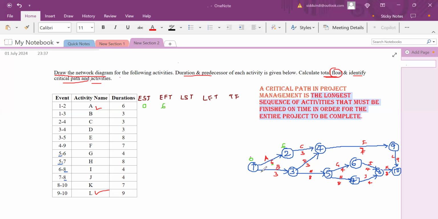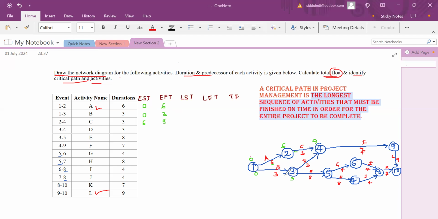What about this 1, 2, 3? We are starting with 0 and ending with 3. 0 plus 3 is 3, which means 0 and 3. What about 2 to 4? Here the early start is 6. Why is it 6? As soon as this activity completes, this activity will start. Now 6 plus 3 is 9, which means early start is 6, early finish is 9.